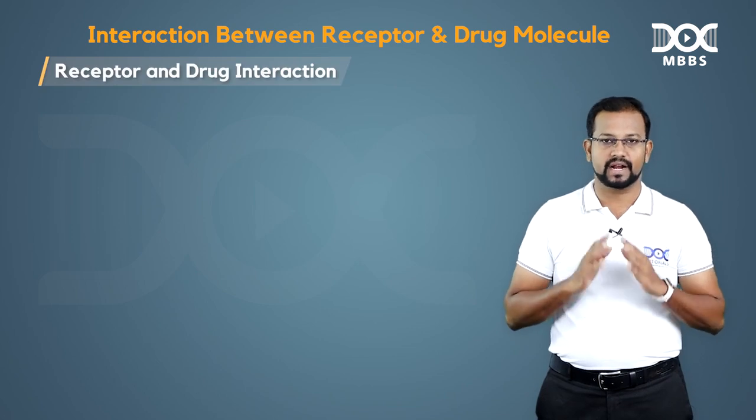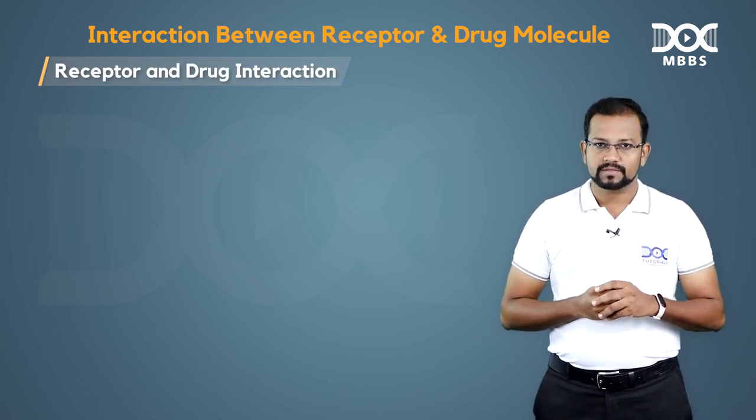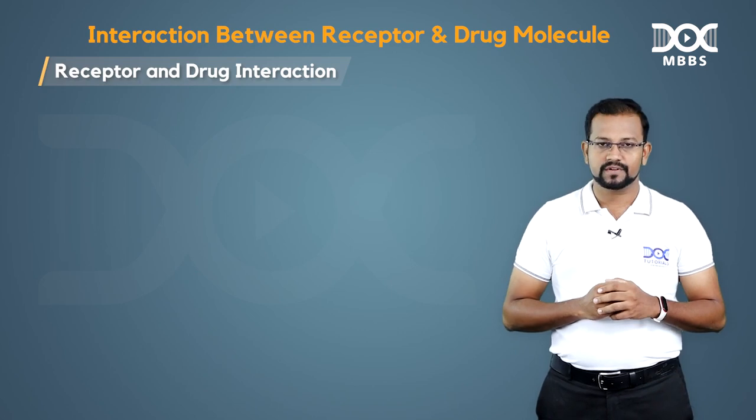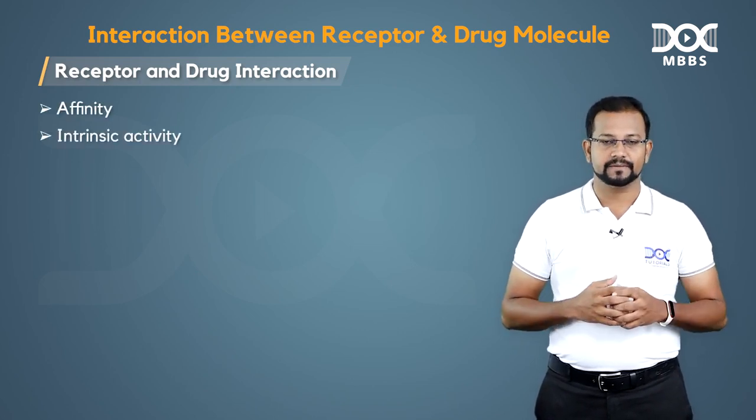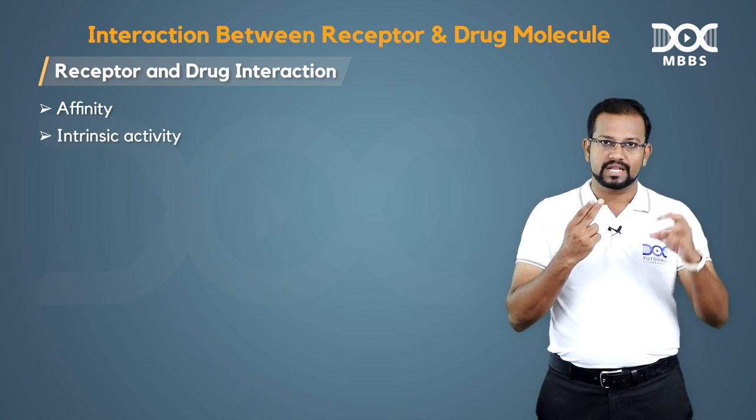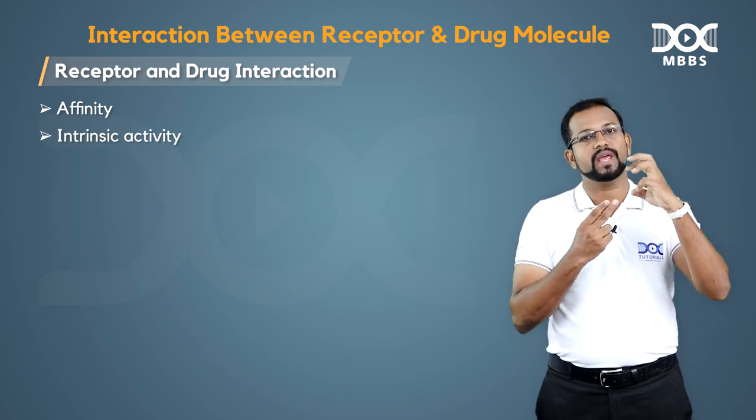Receptor and drug interaction. How are we going to explain it? We're going to explain it with two different terminologies. The first one is called as affinity and the next one is called as intrinsic activity. Consider we have a receptor and the drug is going to bind with it. In what way it is binding?